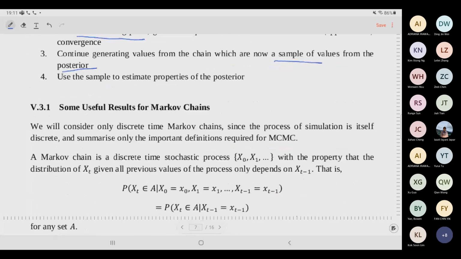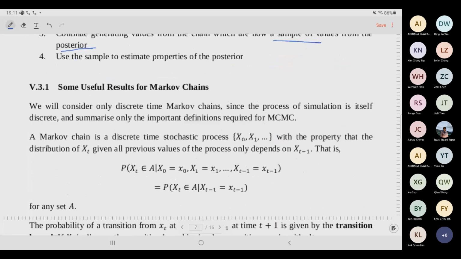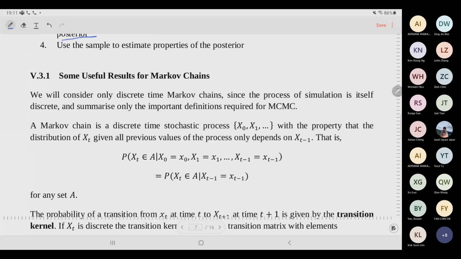And of course, the first part would be: what is a Markov chain? When you have a Markov chain, the samples will not be independent samples. A Markov chain means the current value depends on the previous value, so your xt depends on your xt minus 1. So the samples from the Markov chain are not independent. They are actually correlated. xt is correlated with xt minus 1.